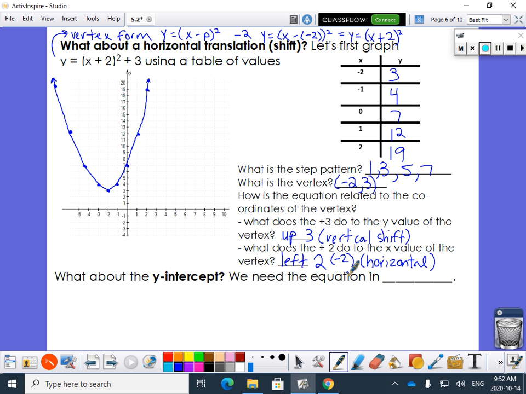So if the p-value was +2 up here, then this would still say x minus 2. Because x minus, and if the p was 2, you would just put 2. Okay? We're going to do more practice questions with that, so you guys will see.